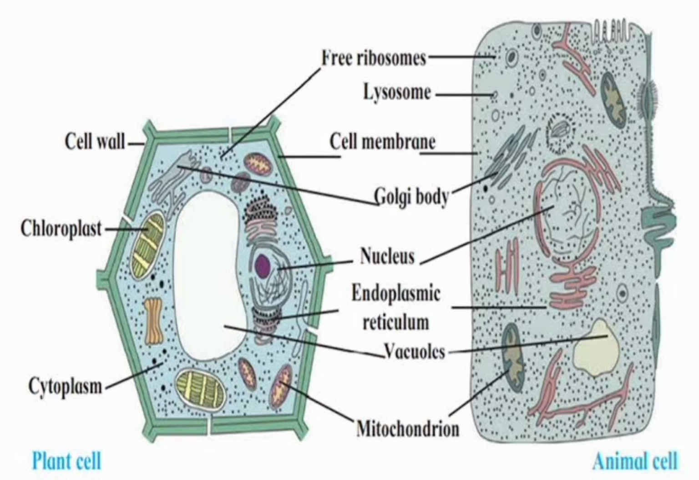Now next is, what are cell organelles? These mainly include the nucleus, endoplasmic reticulum, Golgi bodies, lysosomes, mitochondria, vacuoles, plastids, etc. Plant cells contain chloroplast.